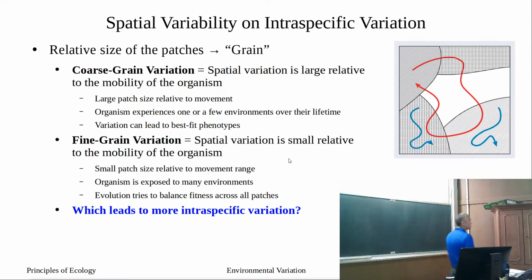Now, the question then becomes, which type of variation leads to more intraspecific variation in our species? The coarse grain variation or the fine grain variation? Well, it kind of harkens back to these last 2 points. Because if you only experience one habitat type in your lifetime, then selection is picking the phenotype that is best suited for that habitat type. So if you have individuals living in this habitat patch, they're going to get a phenotype that's adapted to that environment. Populations in this habitat type develop adaptations for that environment. So you can end up getting multiple populations that are adapted to their own special environment.